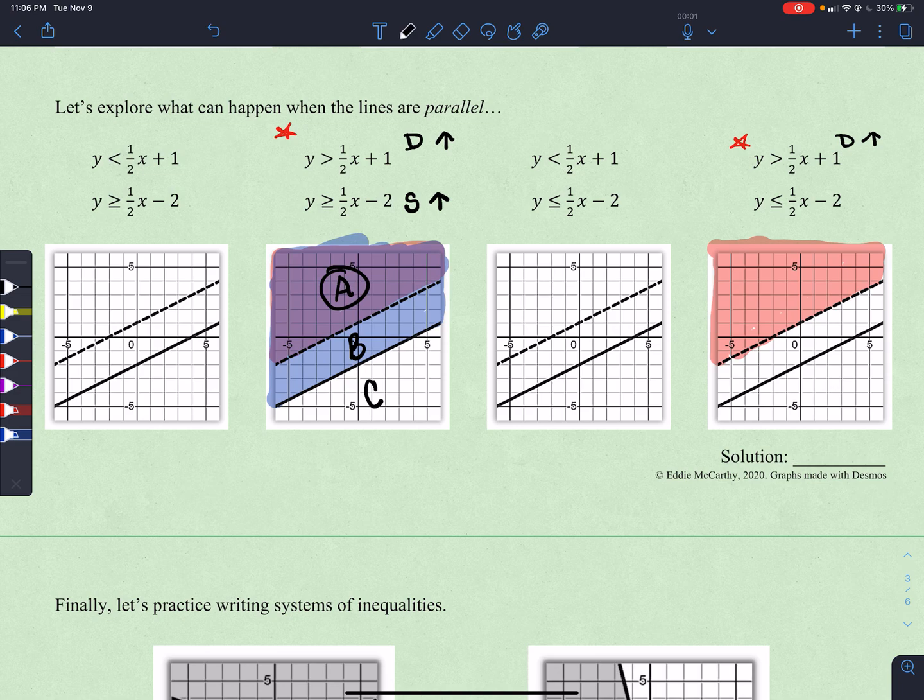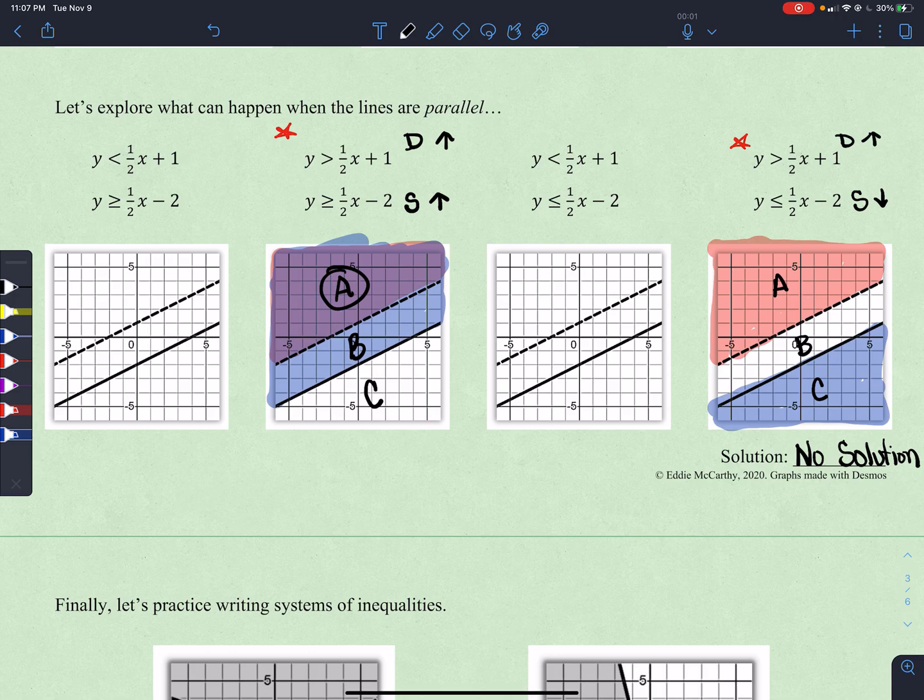On this next one, we have y is less than or equal to the solid line, or graph, of 1/2 x minus 2. Again, notice that our slopes are exactly the same. All right, in this one, we've got section A, section B, and section C. In this case, none of them have any area where the colors overlap. So this one would be no solution.